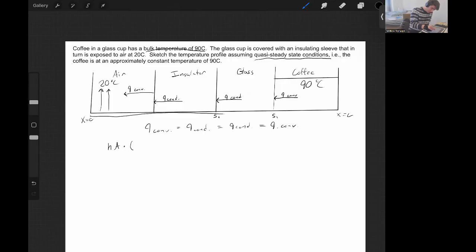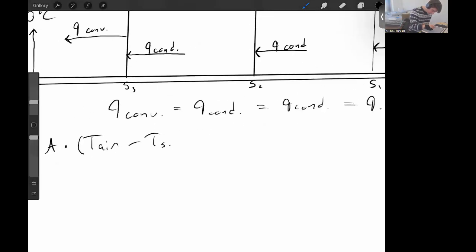Even though we're sketching, even though we're just showing off a temperature profile, it's still important to note which direction of x is in fact positive. So we're going to say it goes that way. And if that's the case, we have the temperature of the air minus the temperature of surface 3.